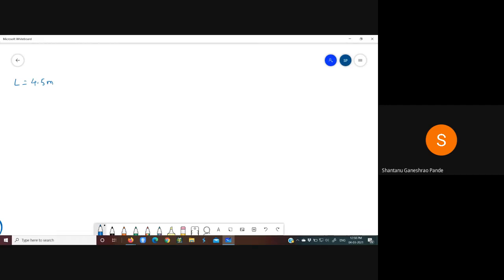The width of beam is 230. And overall depth 550 mm.